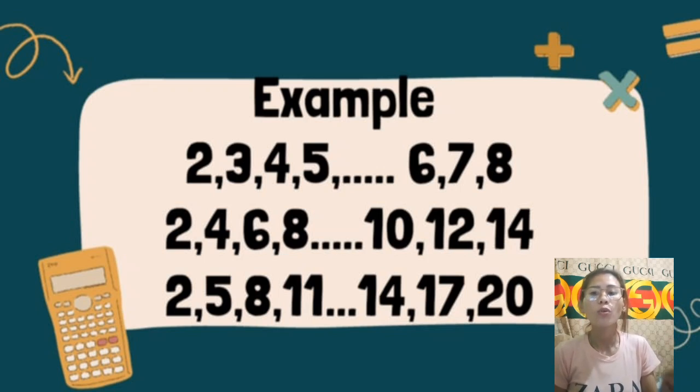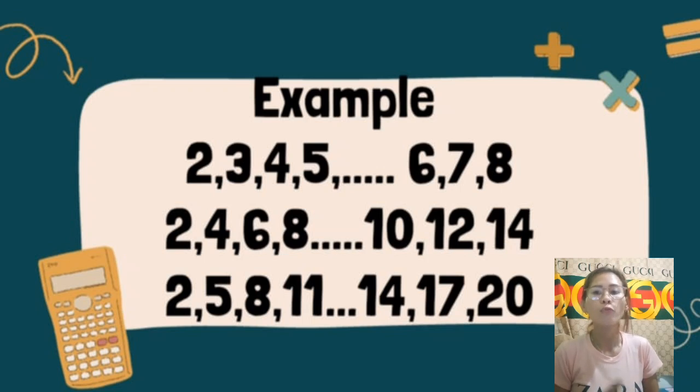Another, 2, 4, 6, 8. So, pila man ang number nga nag-skip sa ilaha. As you can see, di ba 2? So, after sa 8, ang answer is 10, 12, 14. So, that's the three terms sequence.